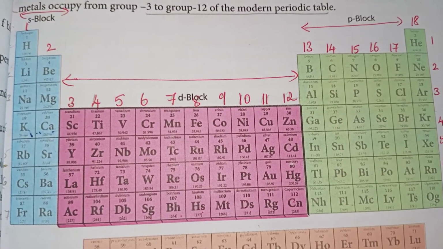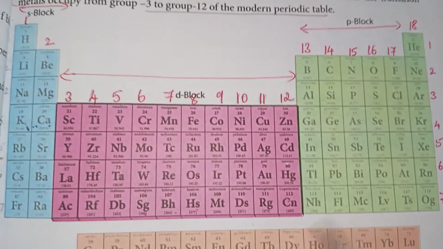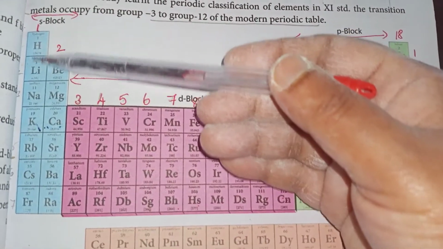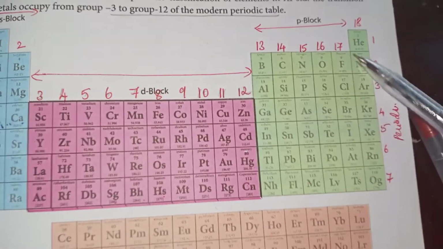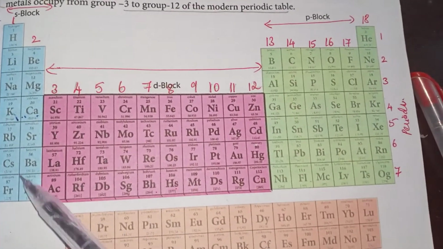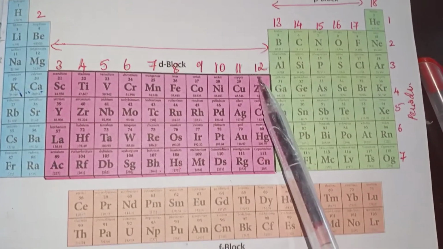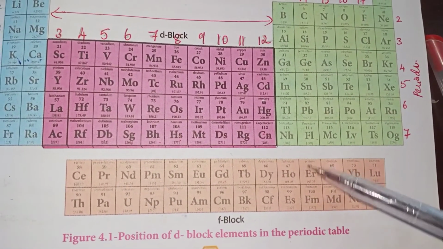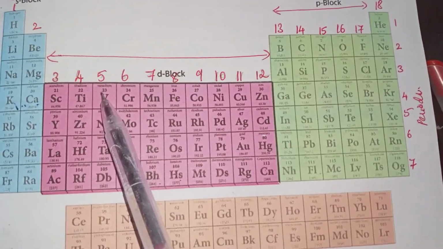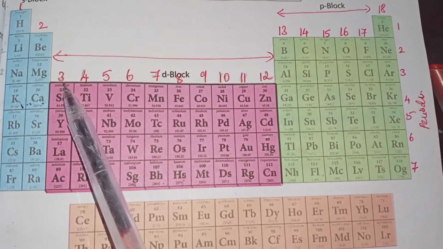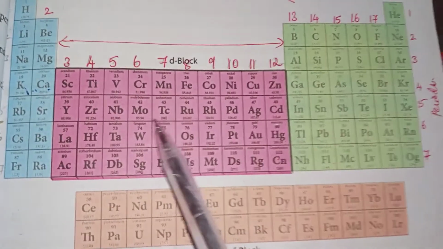Now let us look into the position of d block elements in the periodic table. Looking at the periodic table, this blue color is your s block, the green color is your p block, and the pink color, group 3 to 12, is your d block. The bottom part of the periodic table is your f block. Now we will study the d block elements. The d block starts from the third group till the 12th group, and these d block elements are called transition elements.